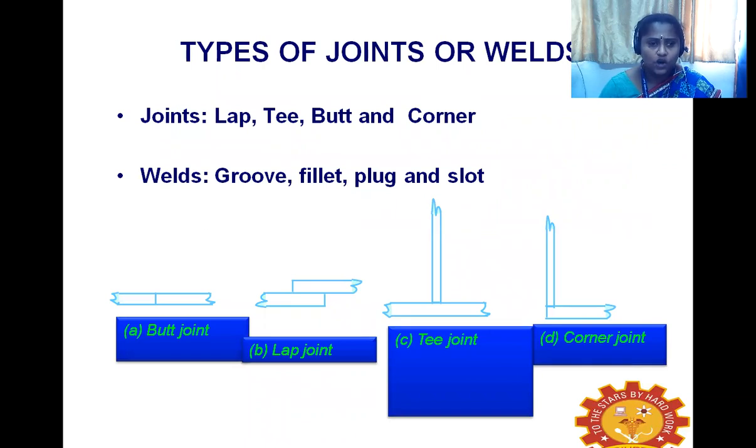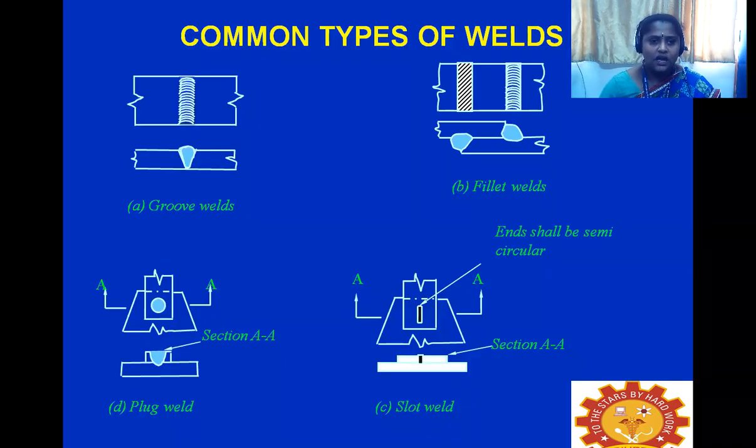Next, coming to the joints of weld. Pictorially, everything is clearly represented. By seeing this, you can easily understand. Butt weld, parallelly, you are connecting two plates in the same parallel plane. Lap joint, one above the other. T-joint, perpendicular to each other. Corner joint, similar to the T-joint, perpendicular to each other. And these are all the common types of welds.